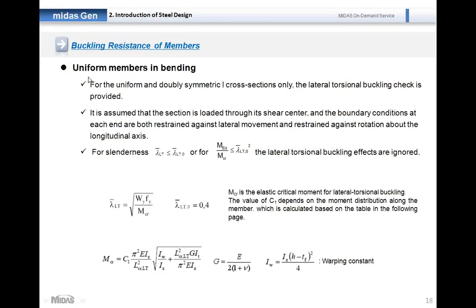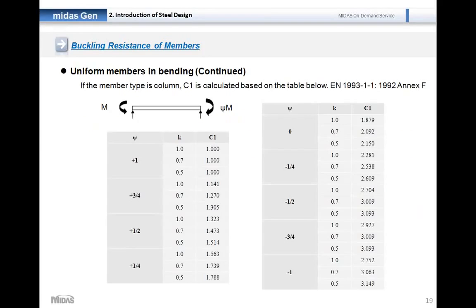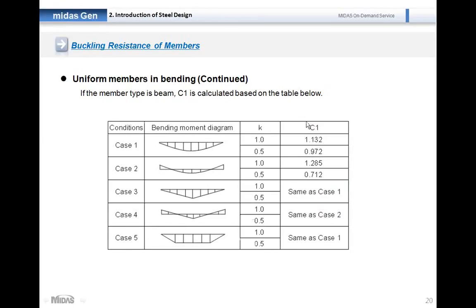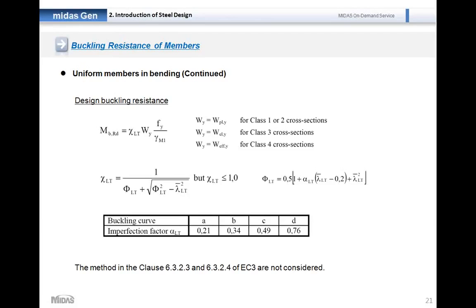Next is the uniform, and actually for the uniform and doubly symmetric cross section, the lateral torsional buckling check is provided in Midas Gen. And here the Mcr is the elastic critical moment for the lateral torsional buckling, and this C factor is used to calculate the elastic critical moment, that is different according to the bending moment diagram of each member. And from this table and this table, we can get the C1 factors. Finally, the program calculates the lateral torsional buckling resistance by this formula here.